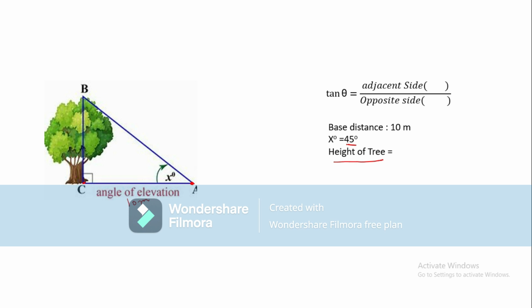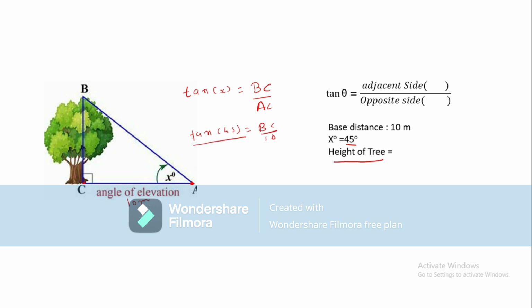So if we look at the tan theta function over here, then we can write: what is tan x? Tan x is equal to the opposite side BC divided by AC. Now AC is given as 10 meters, it's the base distance, and the x angle is 45 degrees. So tan 45 is equal to BC by 10.